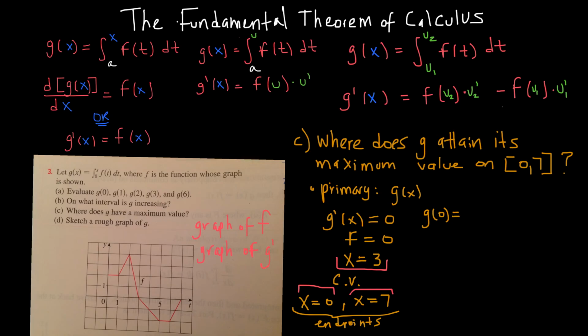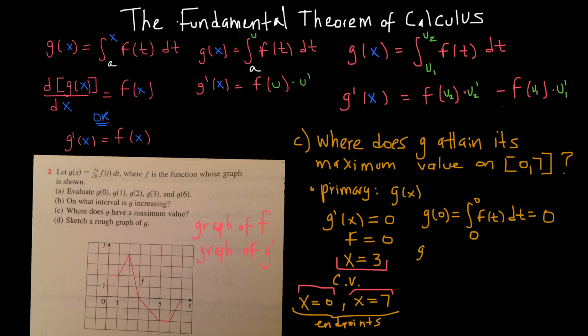Well, remember, G of x was this integral equation, so you just have to replace x with 0. So G of 0 is going to be the integral from 0 to 0 of f of t dt. And we know what that will be, right? From 0 to 0, the integral is 0. Well, there you go. You just evaluated one of the endpoints.